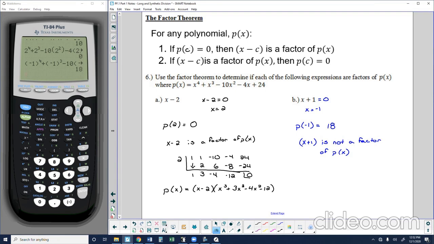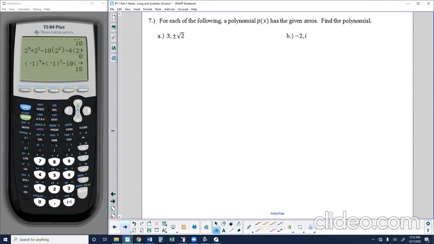The factor theorem is going to be very helpful for us as we progress into graphing polynomials in the next section. The very last thing that we're going to do is create equations of polynomials given zeros. This is something that we did with quadratic equations. Now we're going to do this with polynomial equations. In problem 7a, we have the zeros 3 and plus or minus root 2. Remember, zeros are solutions for x. So x would equal 3, x would equal root 2, and x would equal negative root 2.